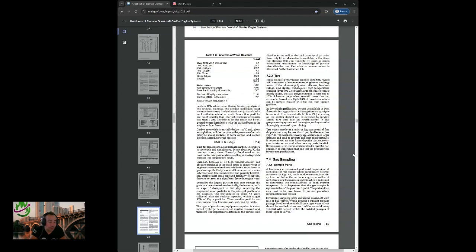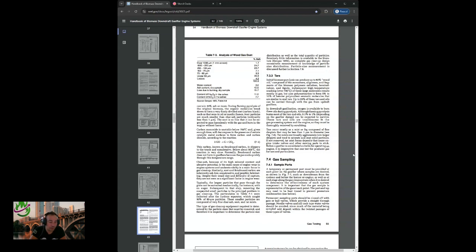This carbon, known as Boudouard carbon, is slippery to the touch and non-abrasive. Below about 500 degrees centigrade, the reaction is very slow. Normally, Boudouard carbon does not form in gasifiers because the gas cools quickly through this temperature range. Char ash, because of its high mineral content and abrasive potential, is the main cause of engine wear in engine systems and understandably is a main focus in the gas cleanup. Similarly, soot and Boudouard carbon are inherently ash-free, non-abrasive, and possibly lubricating. Despite their small size and difficulty of capture, they're not seen as a significant factor in engine wear.